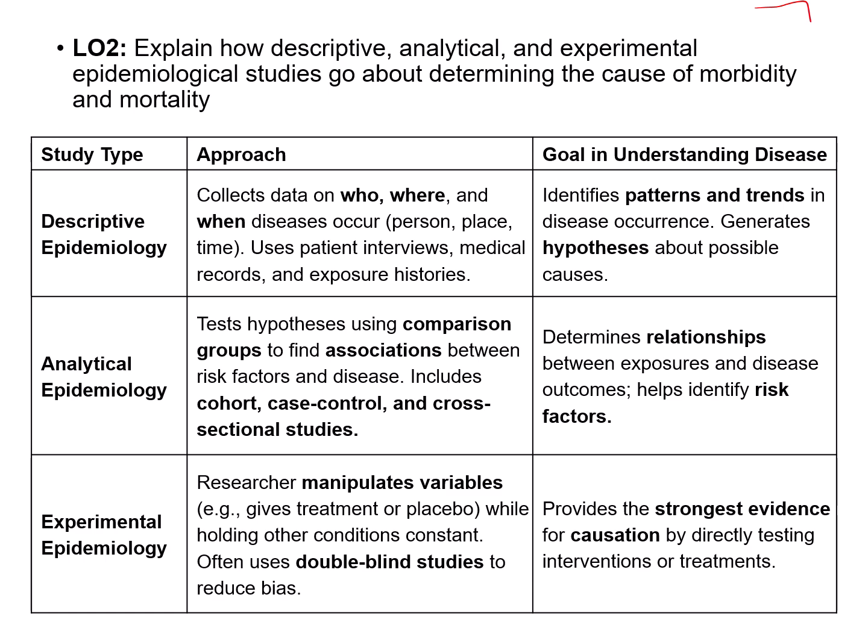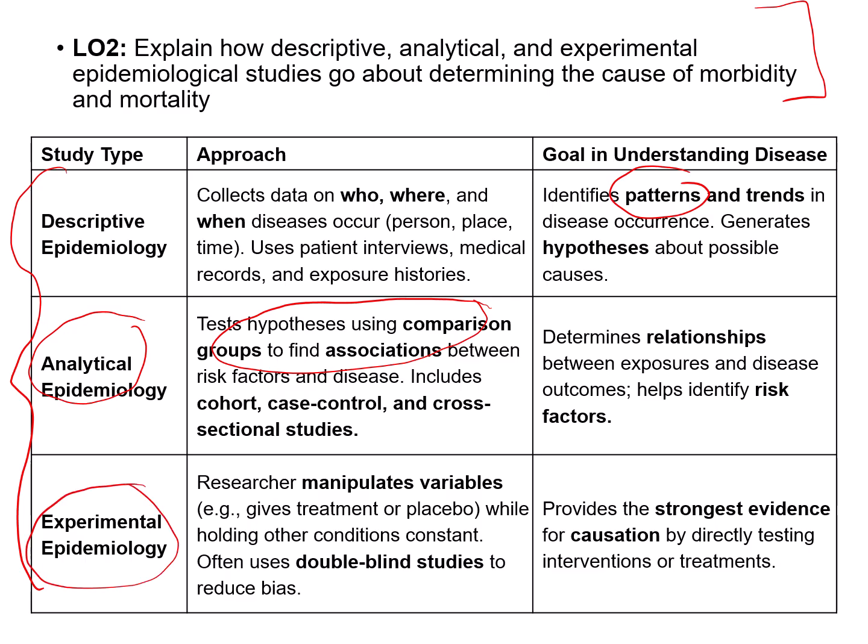And in case it helps, I also created a table looking at the three. Descriptive epidemiology observes and describes patterns. In our analytical studies, we're testing hypotheses using comparison groups. And again, in experimental studies, we're controlling variables to confirm cause and effect.